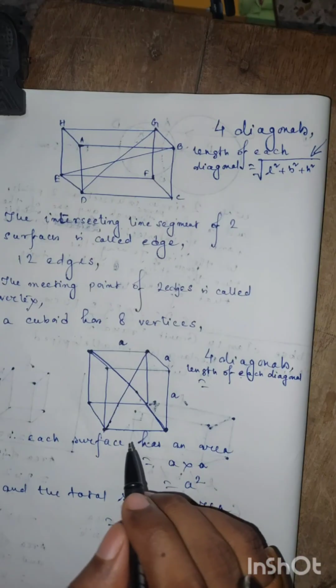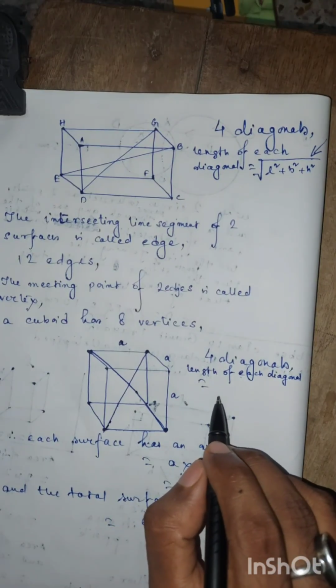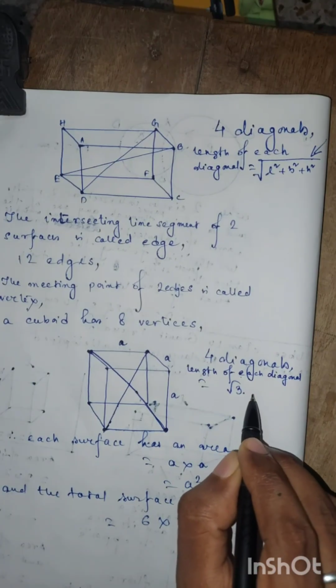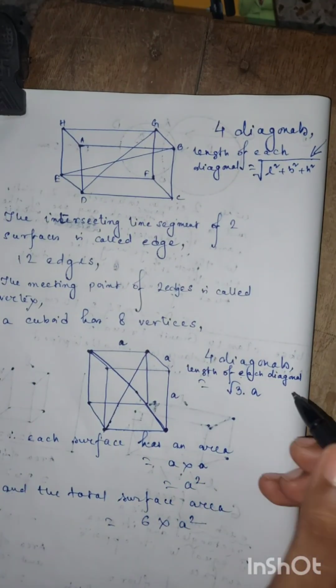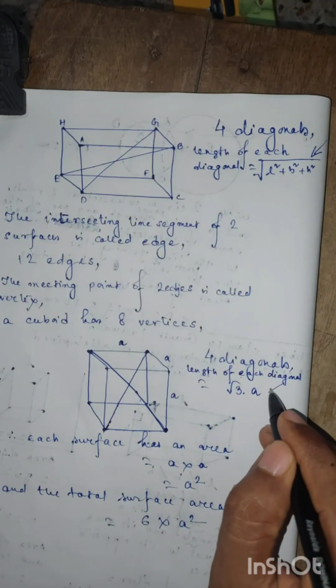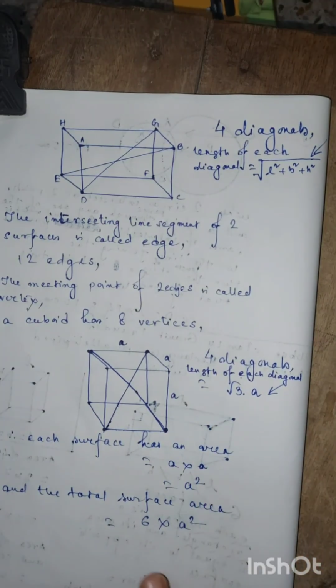Length of each diagonal is equal to root 3 into a. So you need to remember this also.